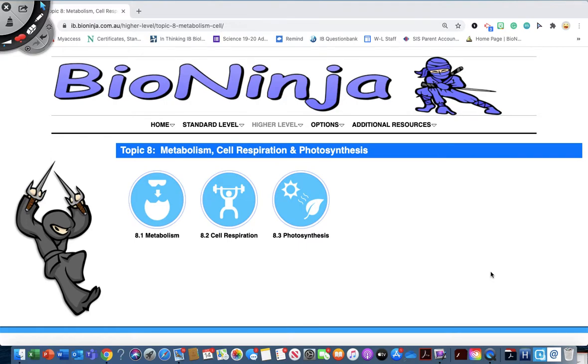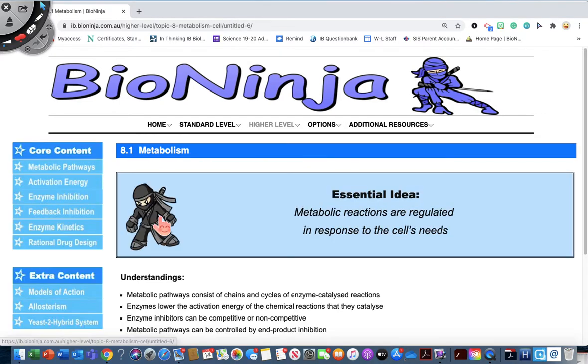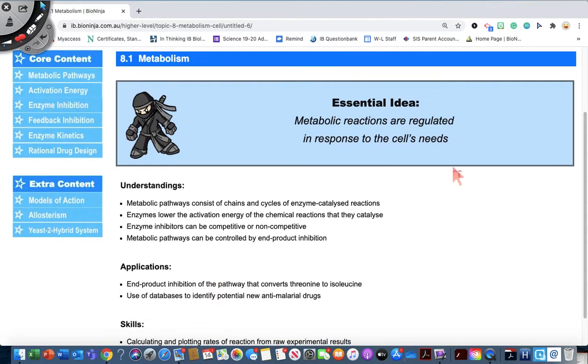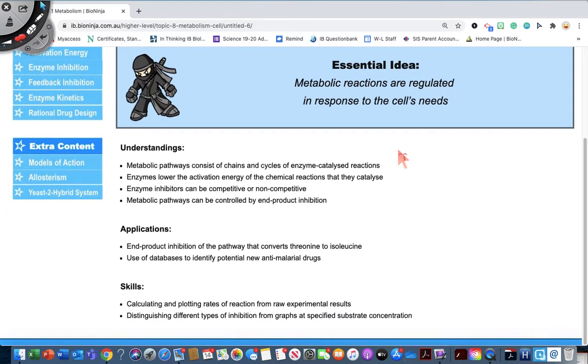As you can see here, topic 8 is divided into metabolism, cellular respiration, and photosynthesis. Today we're going to delve into some areas of metabolism. And here you have the essential idea of 8.1, which is metabolic reactions are regulated in response to the cell's need. And then we have a few understandings, applications, and skills.